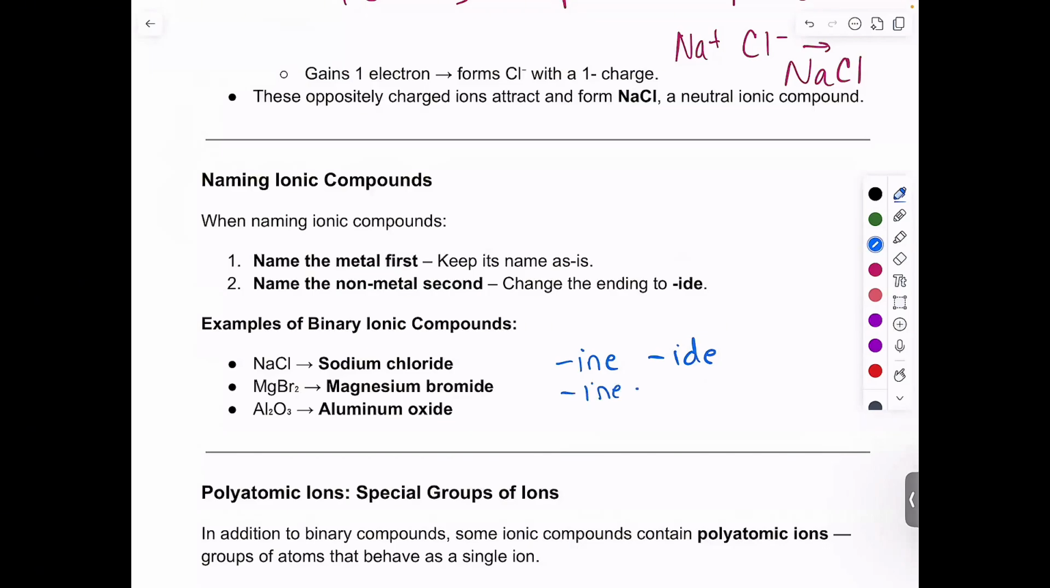Bromine goes to bromide. And then our third example here, we have aluminum tied to the nonmetal oxygen. I guess we're eliminating the ending and just adding "ide." Oxide. Most students are familiar with that particular naming. It's in a lot of cleaning materials, things like that.